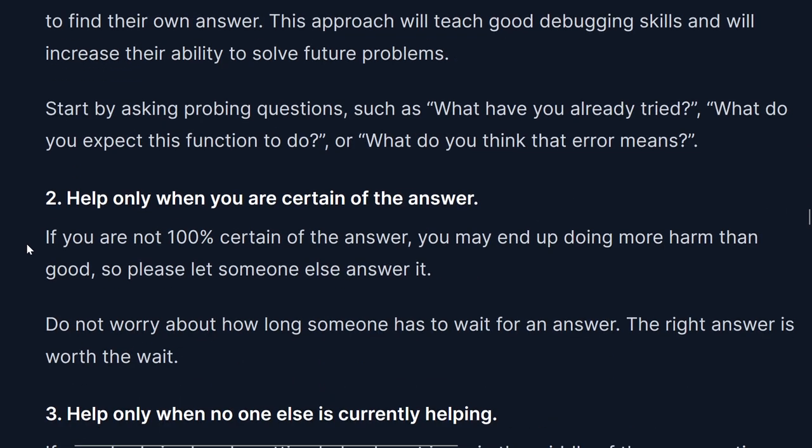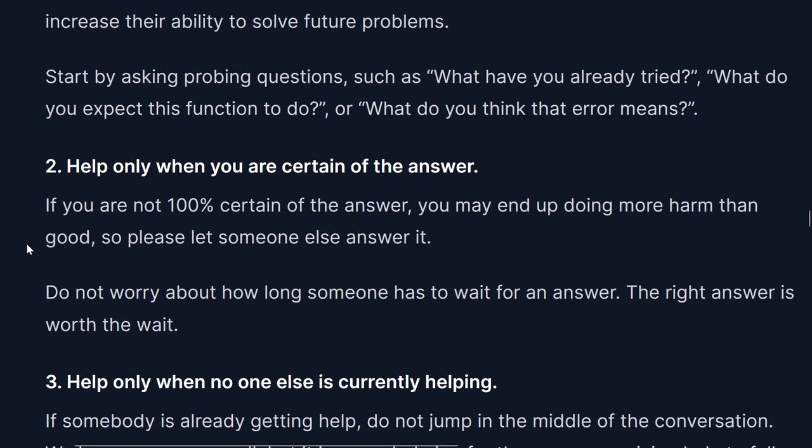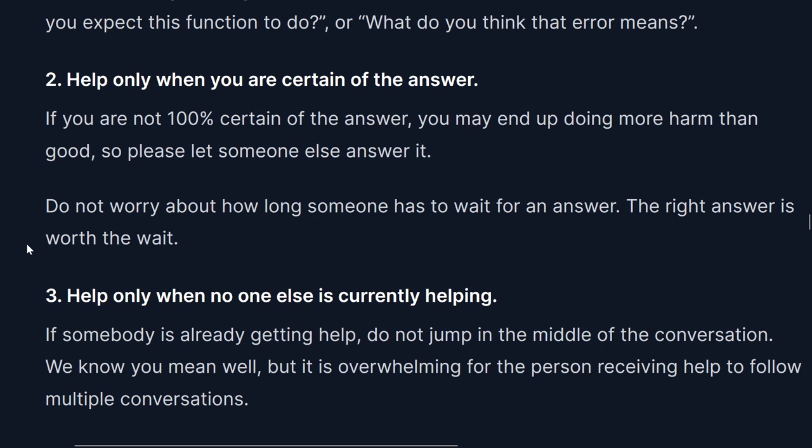Start by asking probing questions such as what have you already tried? What do you expect this function to do? Or what do you think that error means? Second, help only when you are certain of the answer. If you are not 100% certain of the answer, you may end up doing more harm than good. So please let someone else answer it.